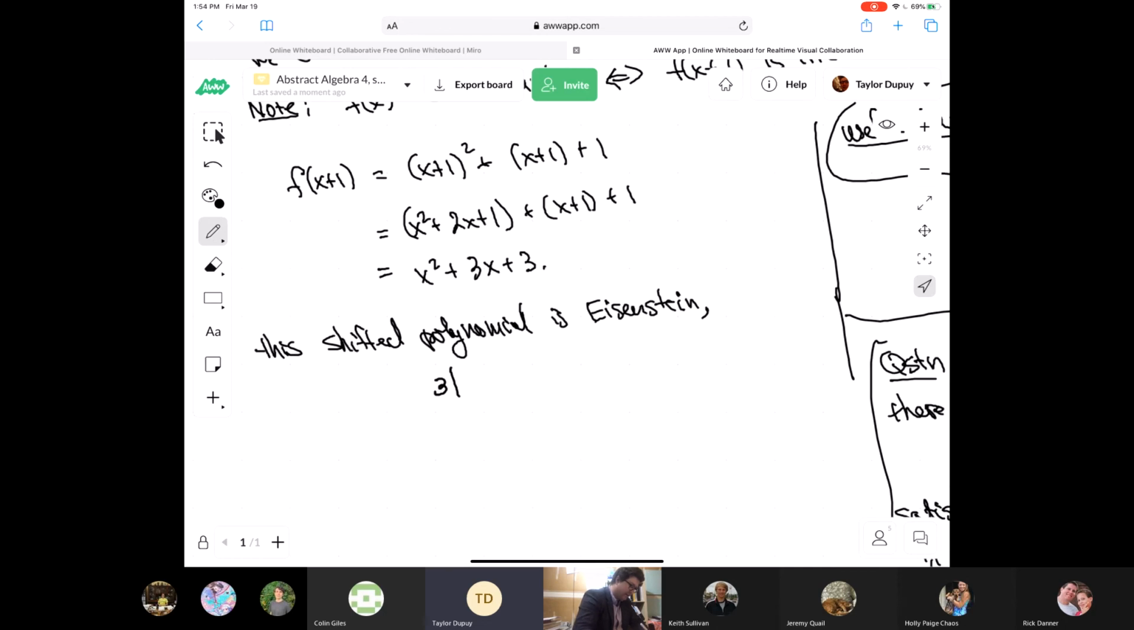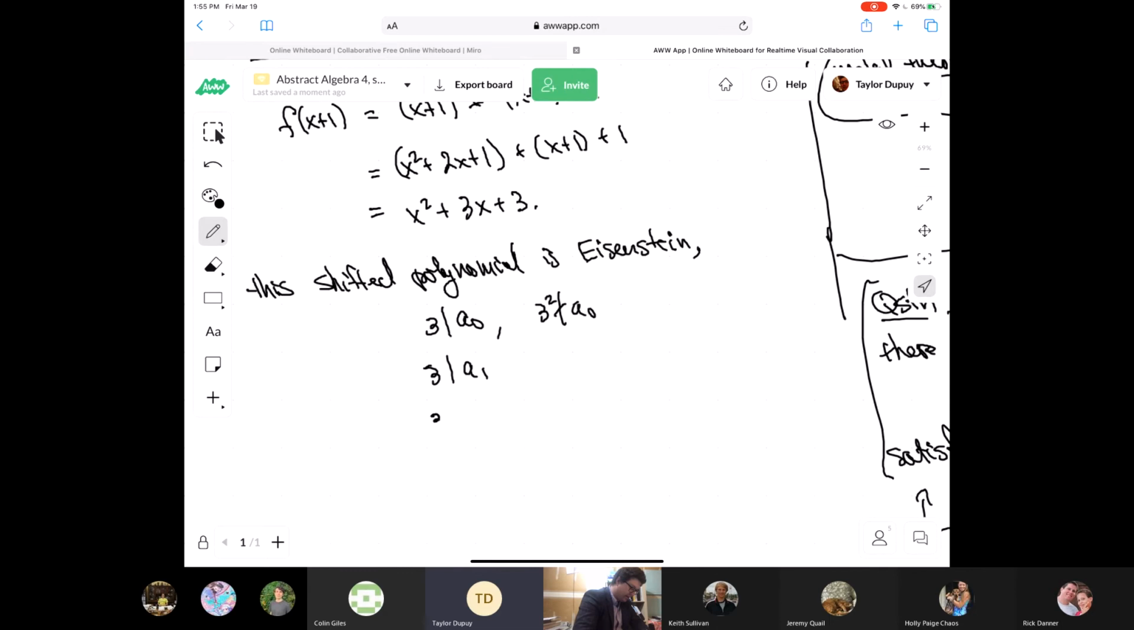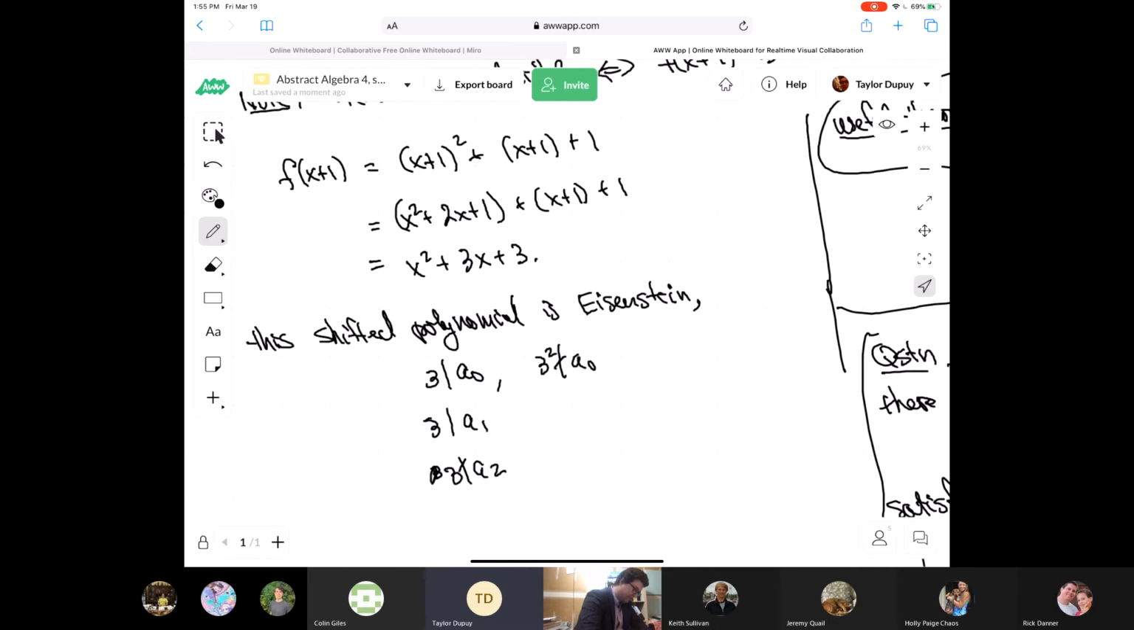So 3 divides A0, right? But 3 squared does not divide A0. 3 divides A1, and 3 does not divide A2, where this is A0, A1, A2.